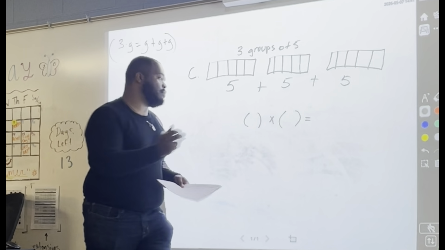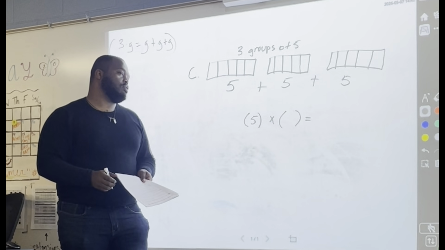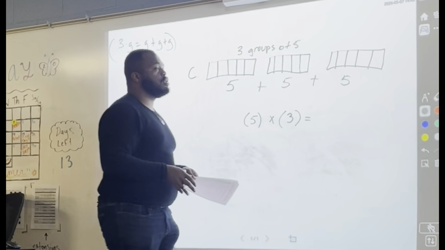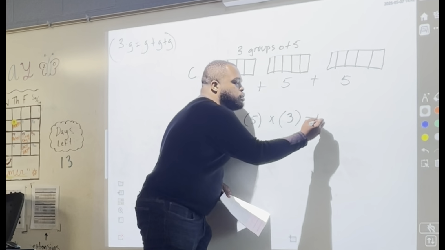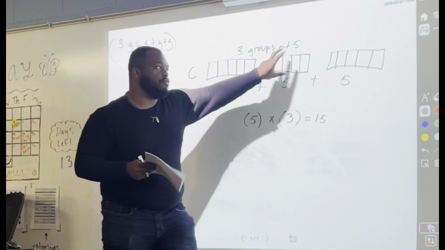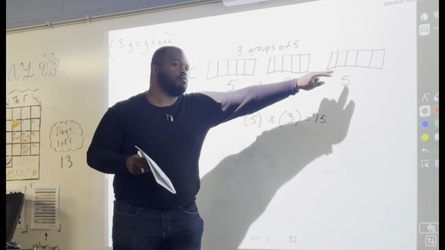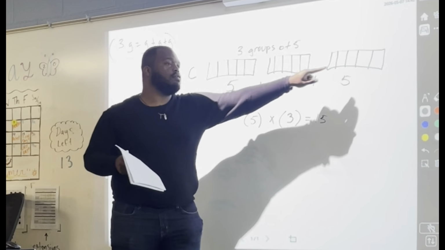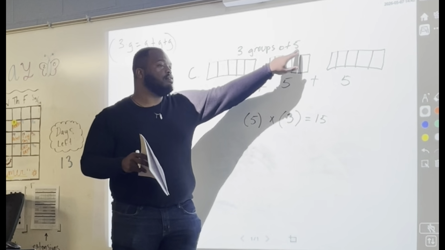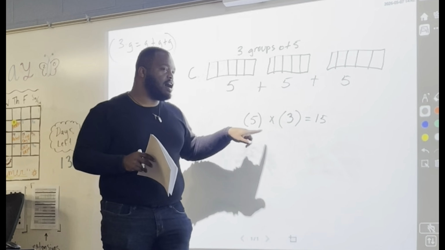5. Okay, 5 is 1. What will go right here? 3. Yep, it will be 3. Good job, Kyrie. So this is correct because we know 5 plus 5 plus 5 gives us 15. But how many groups of 5 do we have? 3. So we have 3 groups of 5. So our multiplication equation will be 5 times 3.